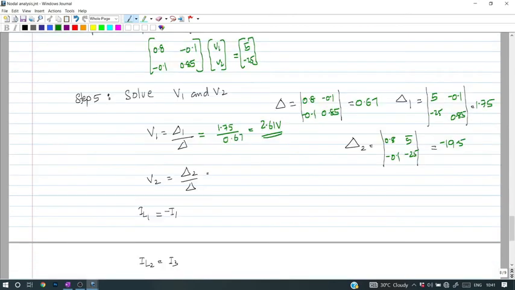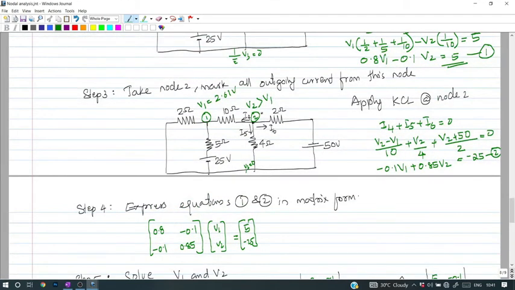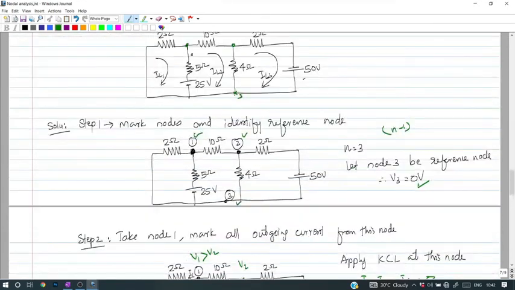And V2 is equal to delta 2 divided by delta, where delta 2 is minus 19.5. What is delta? 0.67. After solving this one, we can obtain the value as minus 29.1 volt approximately. So this potential V2 is minus 29.1 volt. Now what we need to find out is the loop currents. This loop current we need to find out.